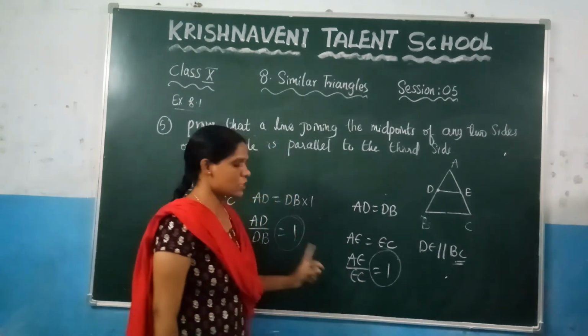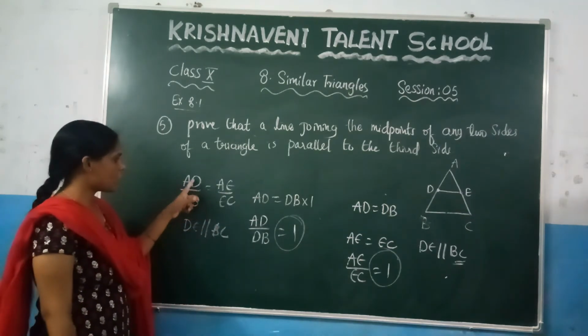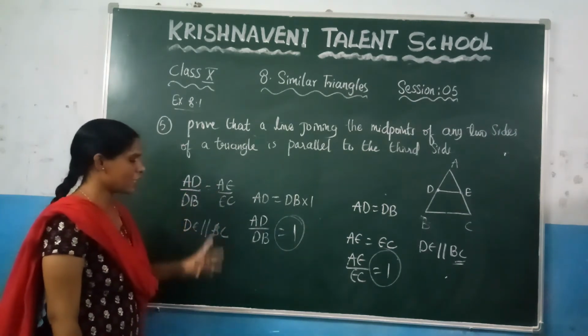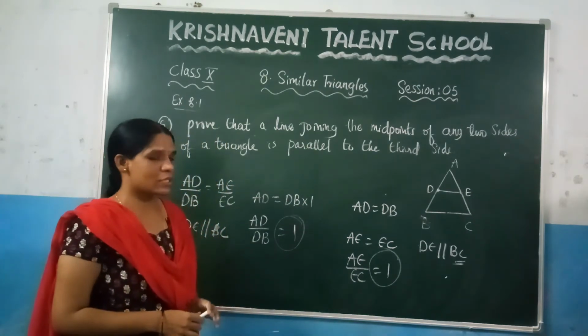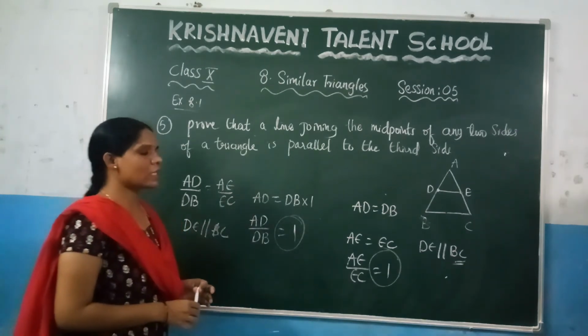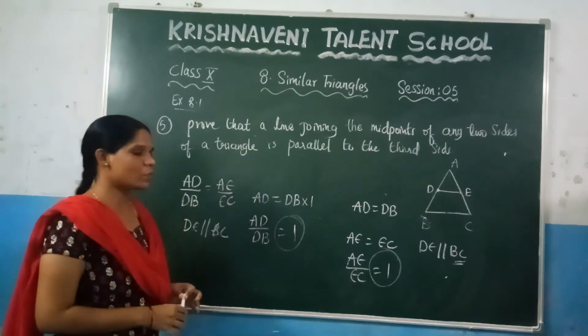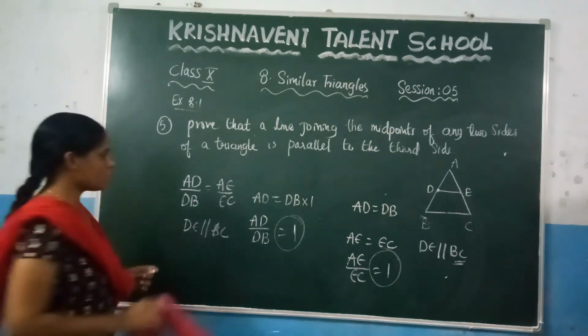And since the RHS parts are equal, you can equate the LHS part. After equating the LHS part, you got AD by DB is equal to AE by EC. So in the triangle, if two sides are divided into the same ratio, then we can say that that line is parallel to the third side by using the converse of the Thales theorem. So that we can prove here DE is parallel to BC. Now write this one.